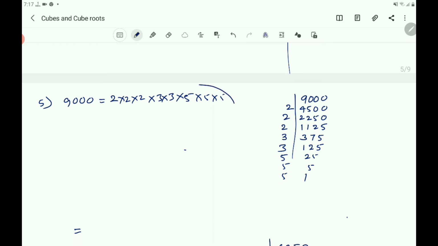Here you got 5 in the form of a triplet, 2 also in the form of a triplet, but here 3 and 3 are not a triplet. Here you can say that 9,000 is not a perfect cube. Factors cannot be grouped in triplets.